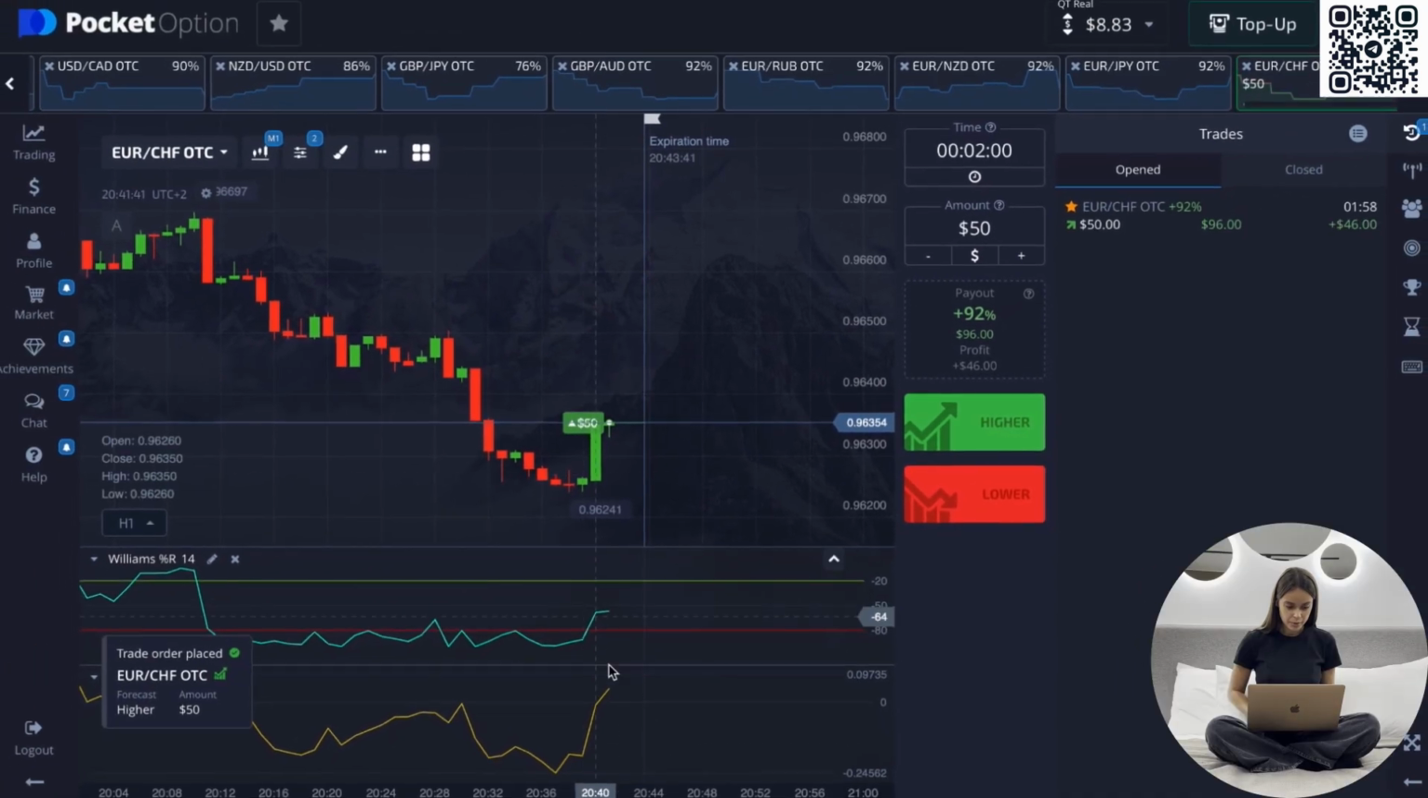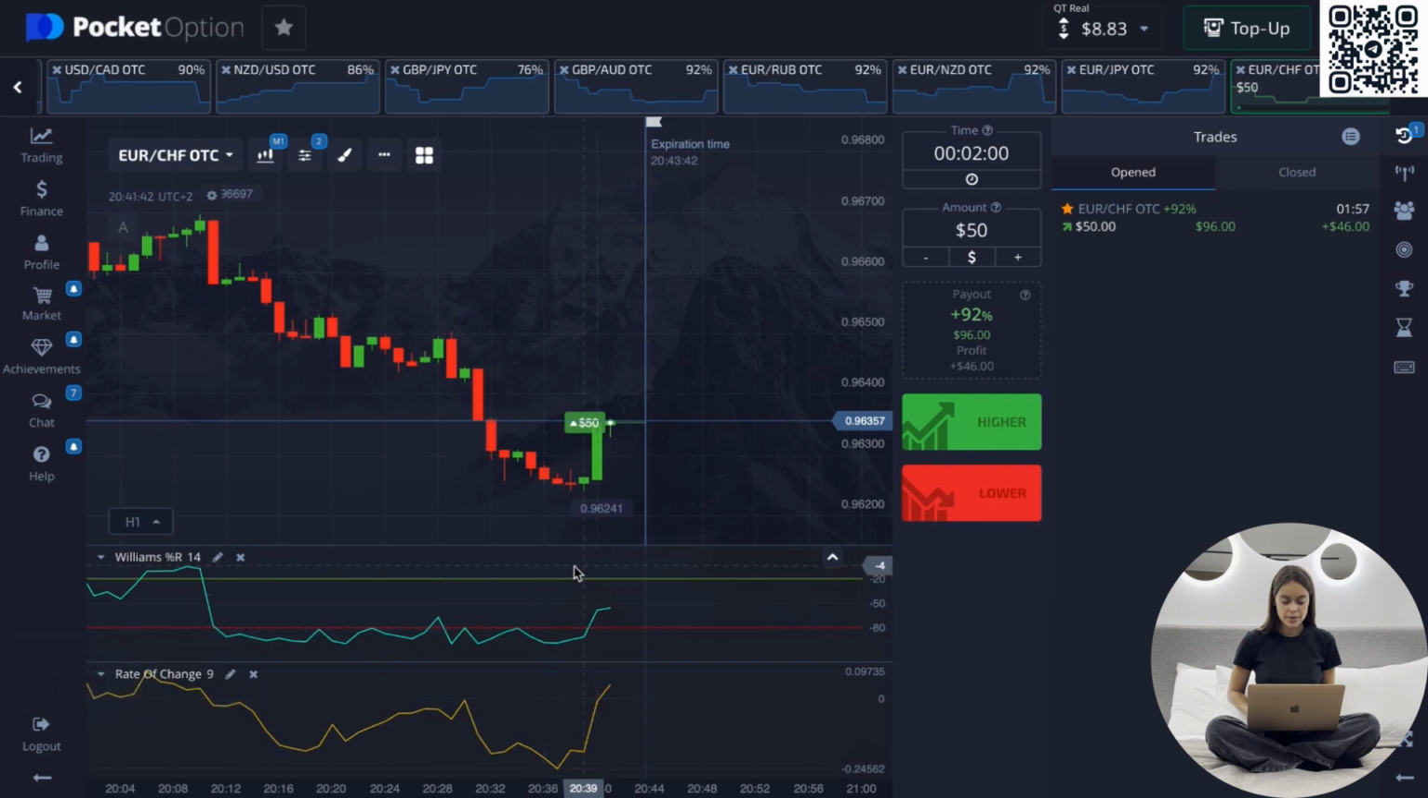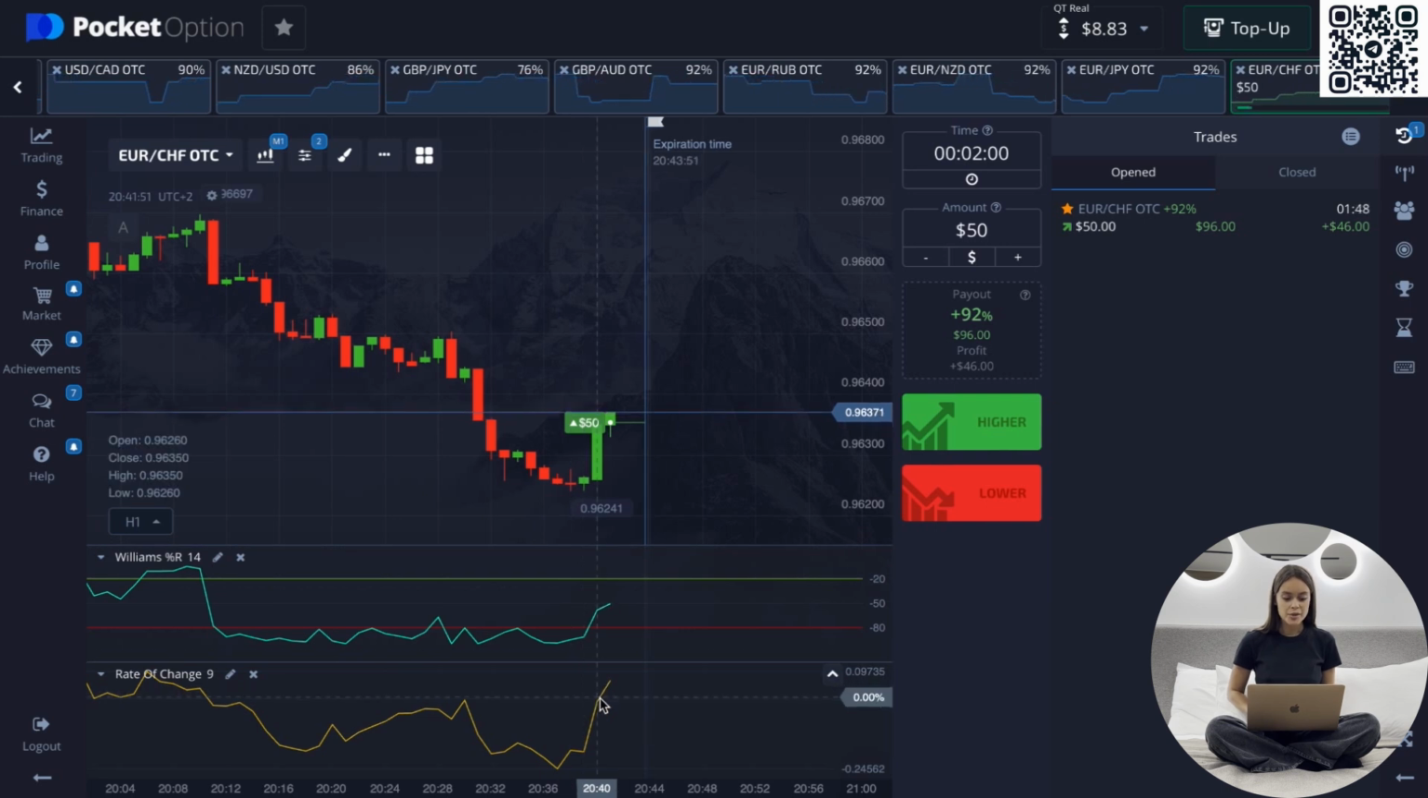So in this example, we see that all our signals to open a deal for an increase have converged, and we see the zero line crossing from the bottom up with the Rate of Change indicator, which allowed me to open this deal for an increase. Now we are waiting for its completion.